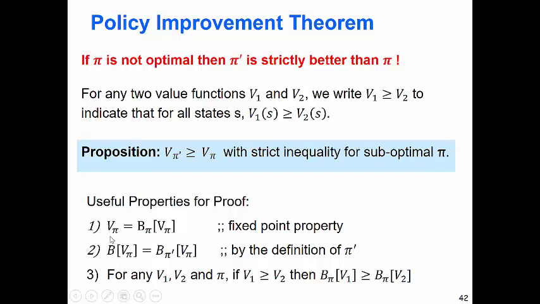But the first is v pi is equal to the restricted Bellman backup of pi applied to v pi. Now, if you were to write this out, this would be nothing more than the value equation for a policy. So that's all this is saying. This is a fixed point property of the policy value equation.